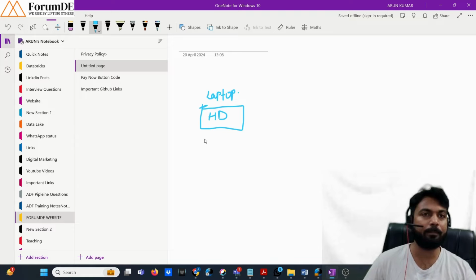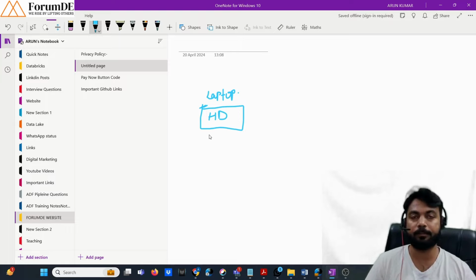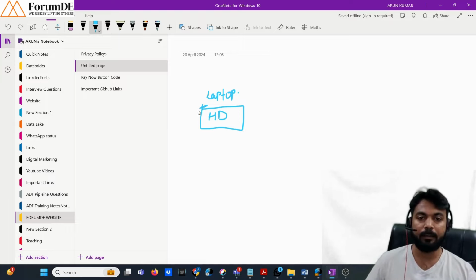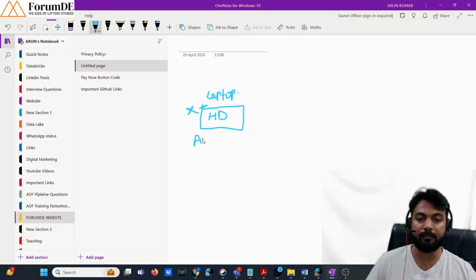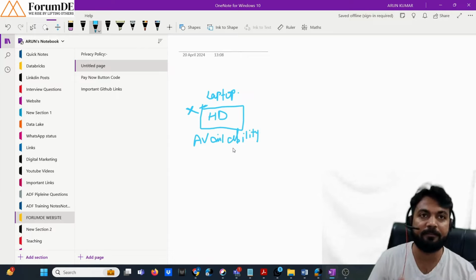Now, if something happens, if my laptop crashes, or some over voltage comes up in my laptop, or my motherboard burns up, or my hard disk burns up, what will happen? I will lose my data. So the availability of this data will go down. This data will not be available if my laptop or hard drive crashes.